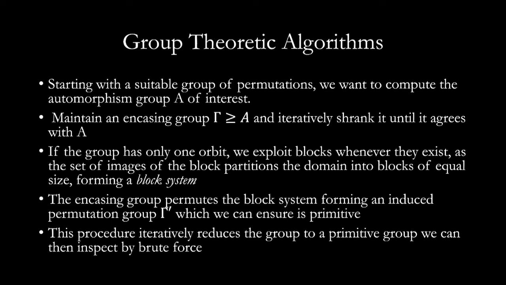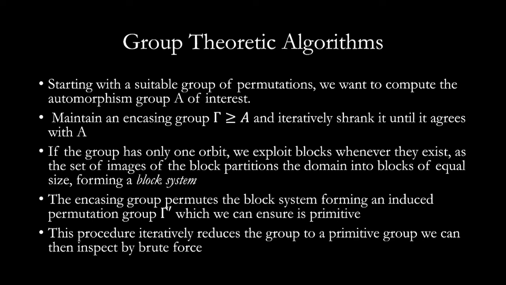The set of images of the block partitions the domain omega into blocks of equal size, which together form a block system. The group gamma permutes the blocks of the system, and we can consider the induced permutation group gamma-bar on the blocks. By choosing B as a subset of omega, inclusion-wise maximal among the blocks, we can ensure that gamma-bar doesn't have any blocks itself, meaning it's a primitive group.